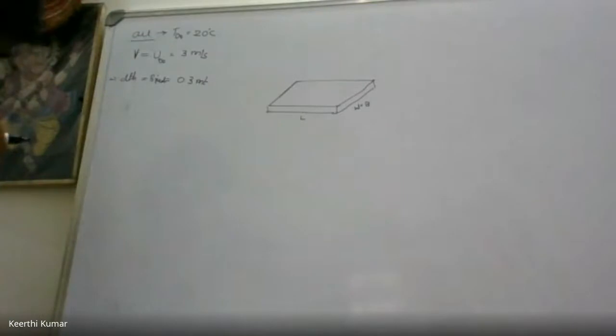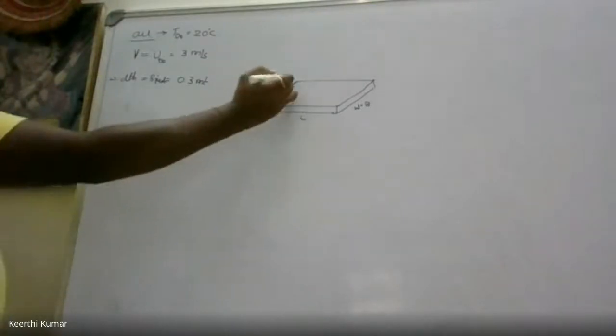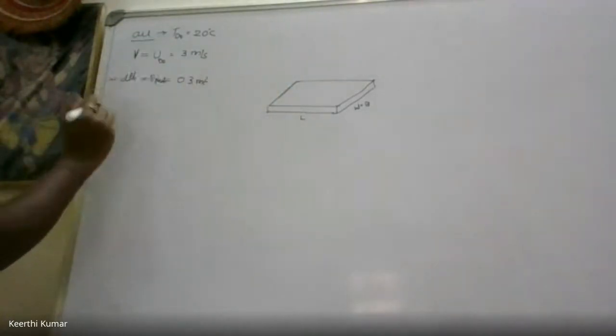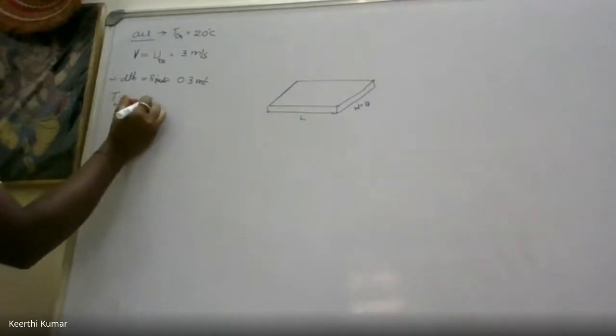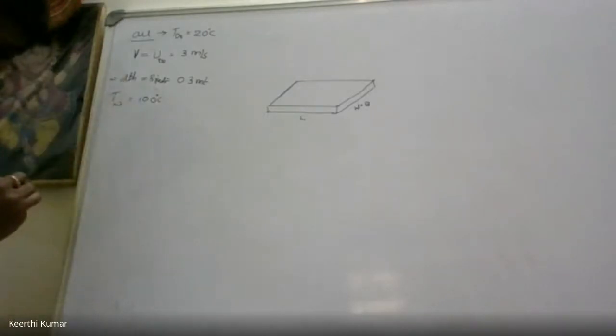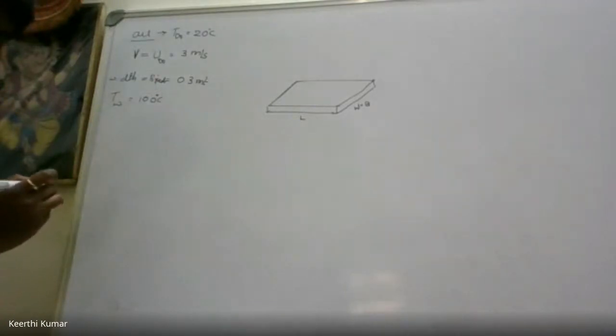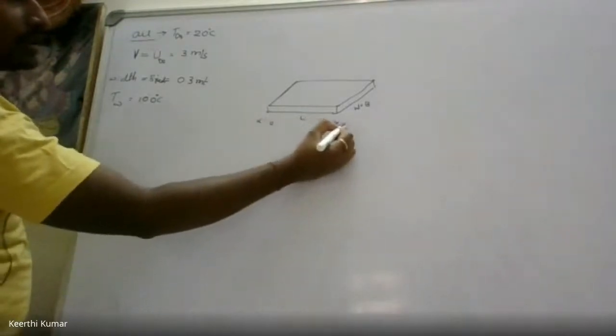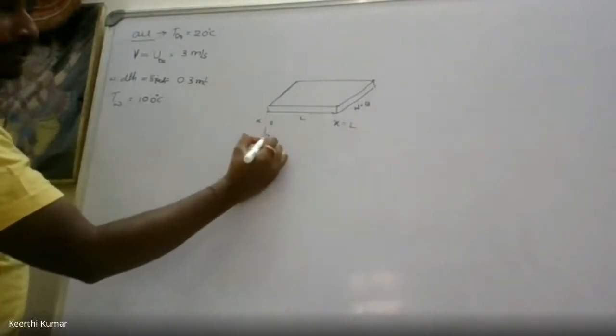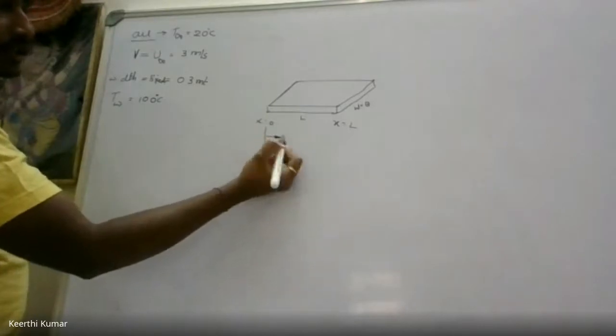Next, maintained at 100 degrees centigrade. The plate is maintained at 100 degrees centigrade. That means the temperature of the wall, TW, is 100 degrees centigrade. Calculate the following quantities at a distance of x. That means here x is equal to 0, and here x is equal to L. So if I start from here, we will call it x.